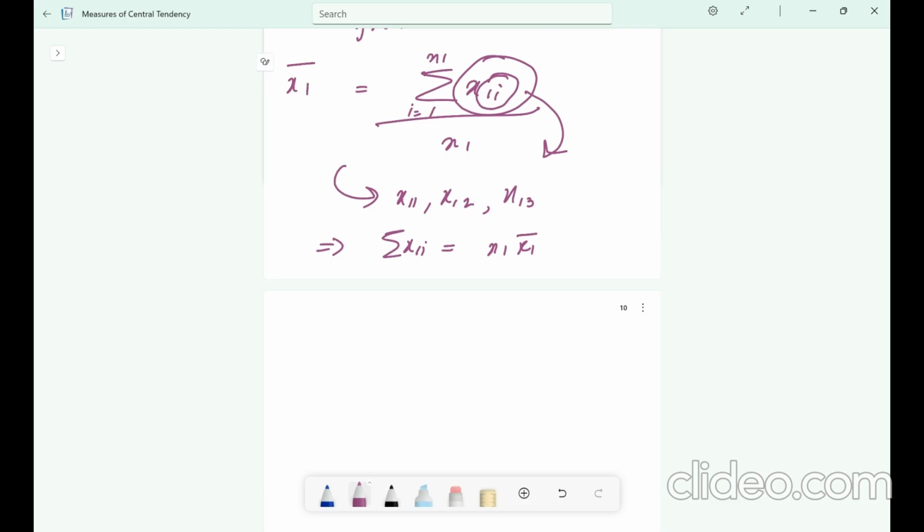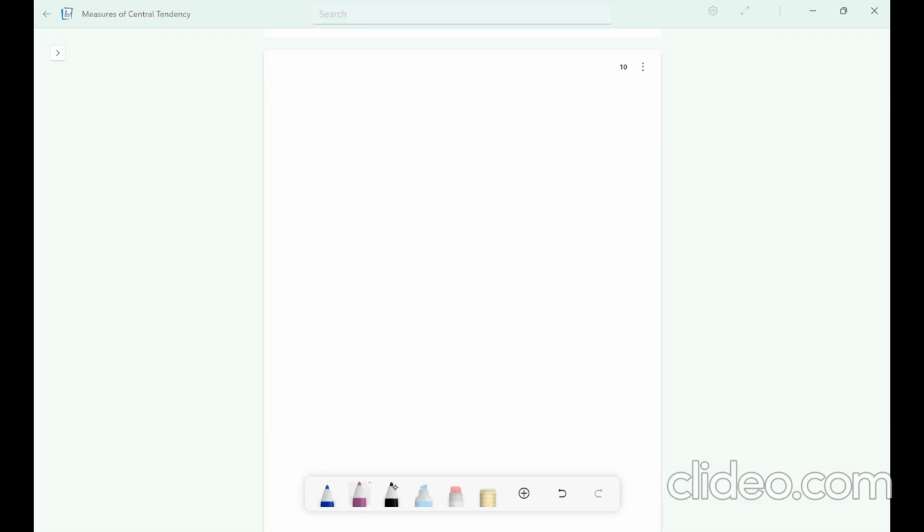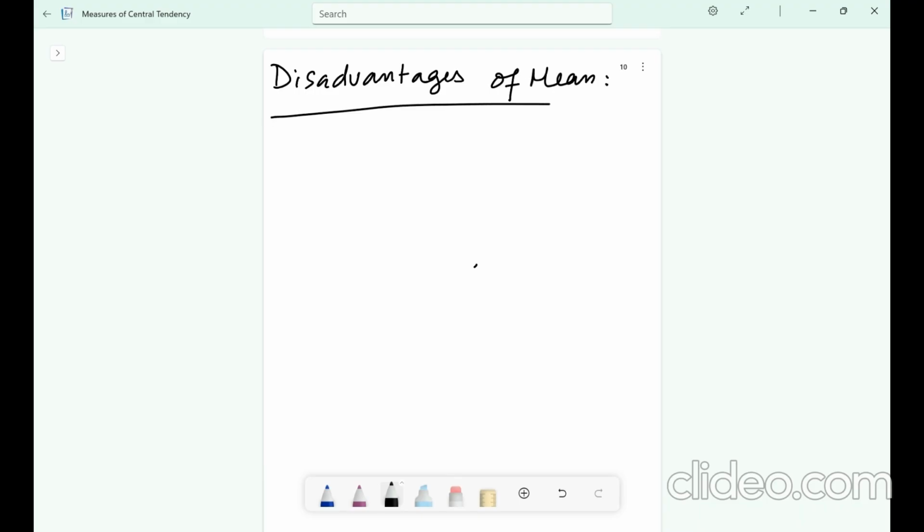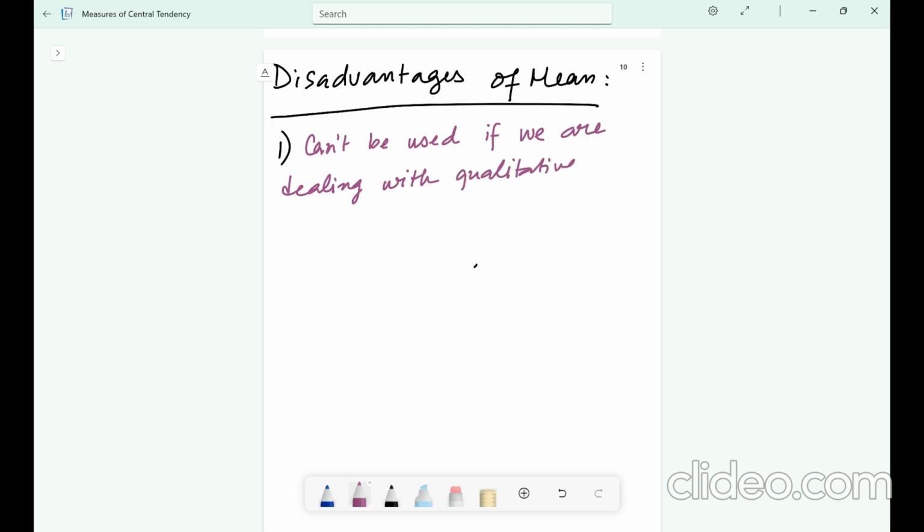Now, what do we have left? The disadvantages of mean. The last topic. So the first disadvantage is that AM can't be used if we are dealing with qualitative characteristics.